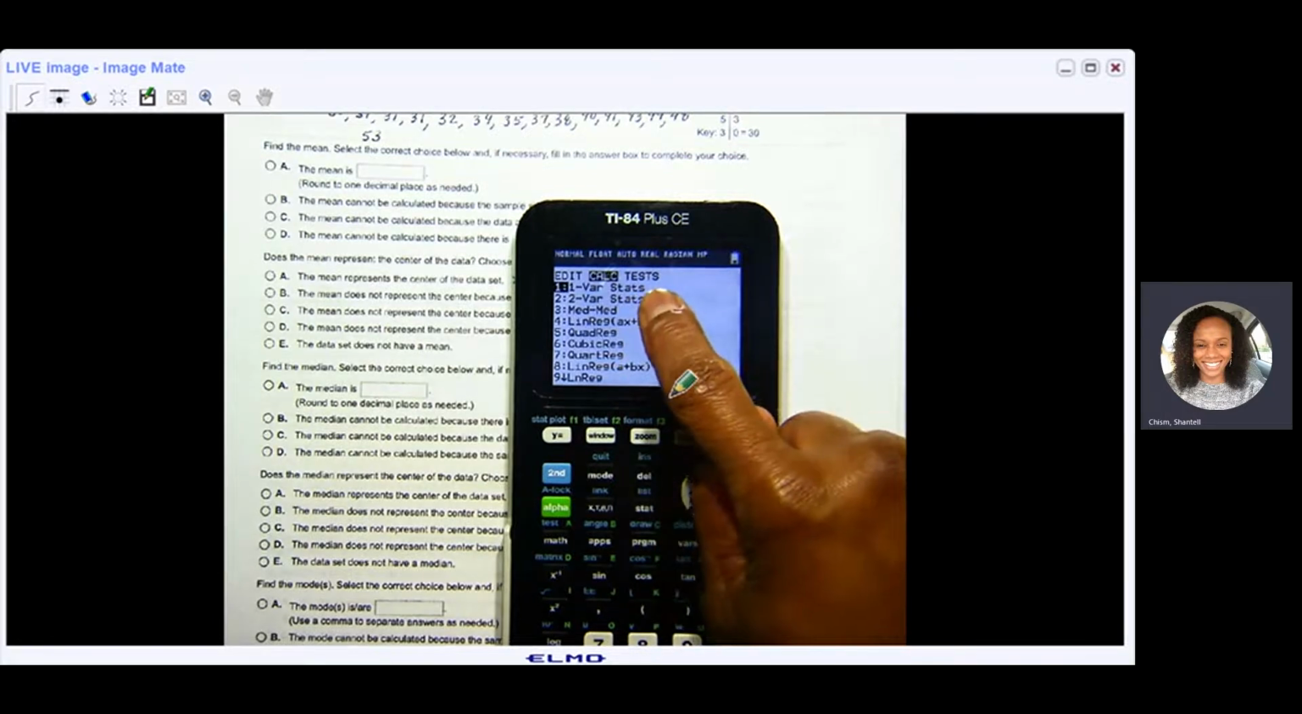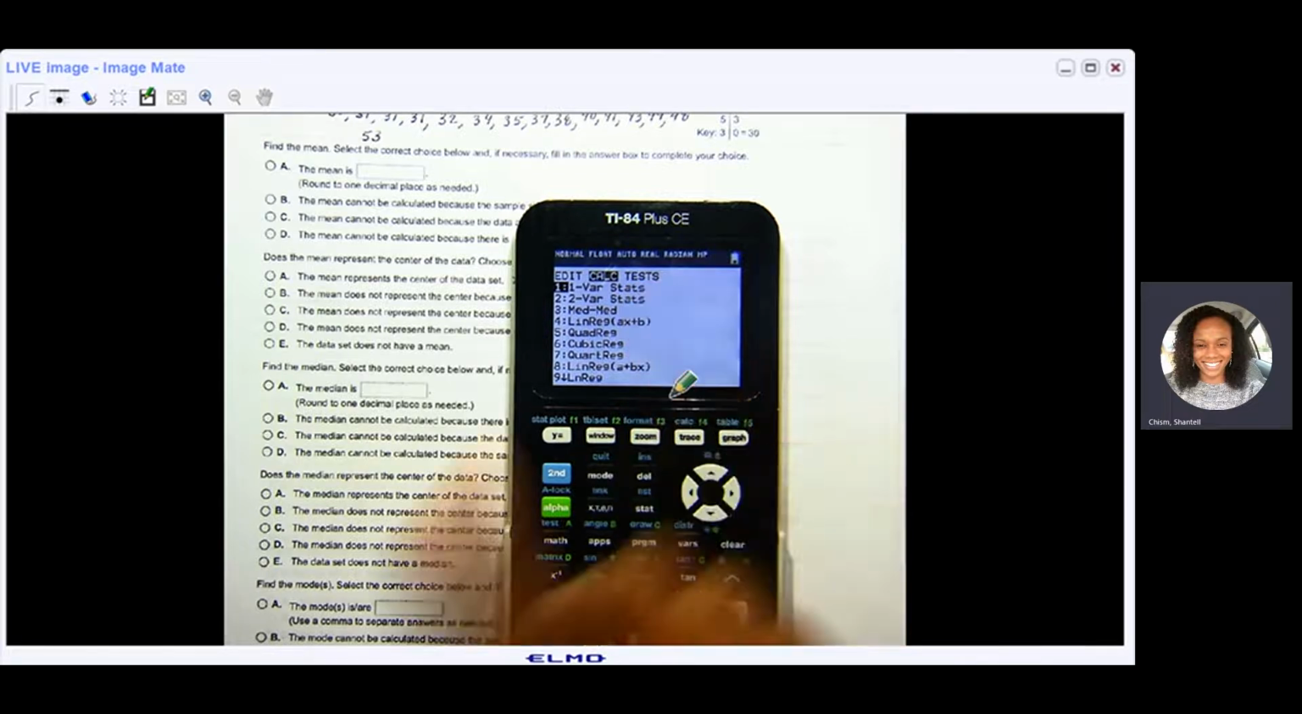And this is one variable stats because it's just single X values, one variable. It's not like an ordered pair X and Y, okay? We don't have an X and a Y ordered pair. These are just single X values.